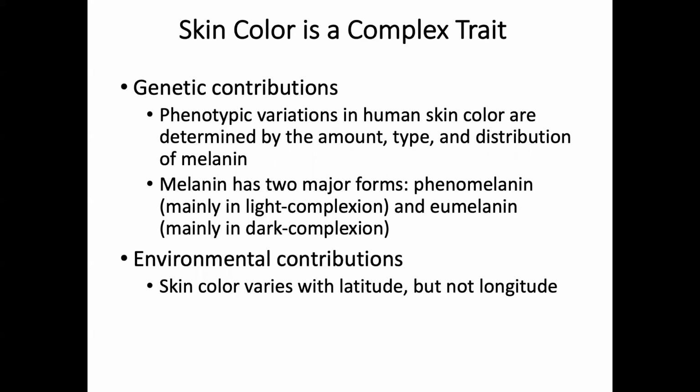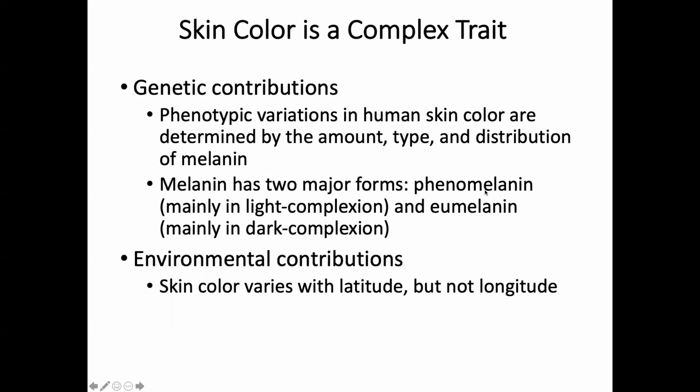Similarly, skin color is also a complex trait, which is contributed by both genetic factors and environmental factors. Skin color variation is one of the most striking examples of human phenotypic diversity. It is dominated by melanin, a pigmentation located in the base of the epidermis and produced by melanocytes. Melanin has 2 major forms.